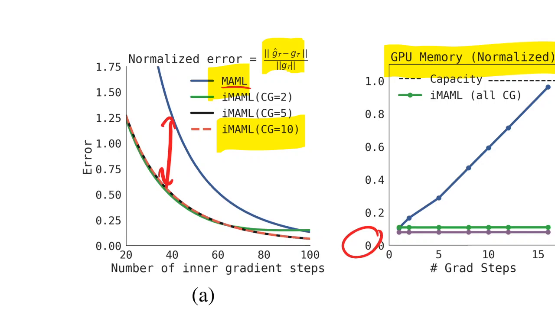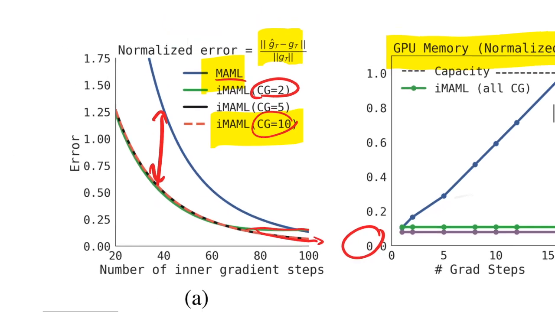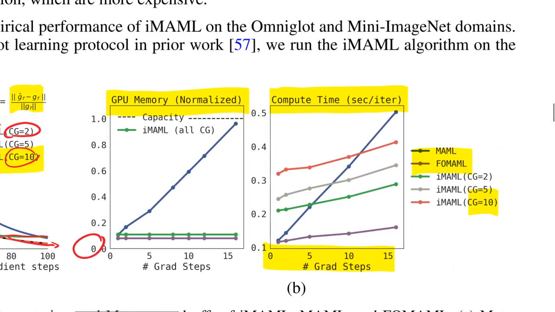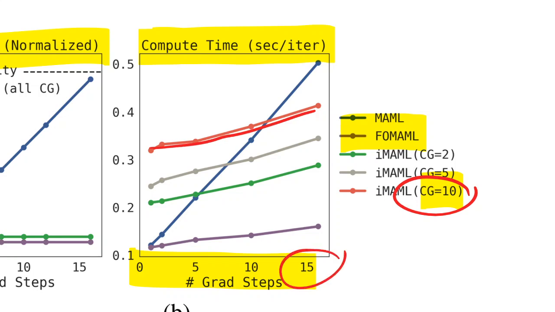And then at the end you see these conjugate gradient steps. This is when you approximate this matrix inverse. If you just do 2 steps, then at some point that error dominates. But if you do more steps, you can reach a much lower error. And 10 steps isn't that much for an algorithm like this. As you can see here, with the 10 steps, your computation time will still, in the regime of many gradient steps, be lower than the original MAML.